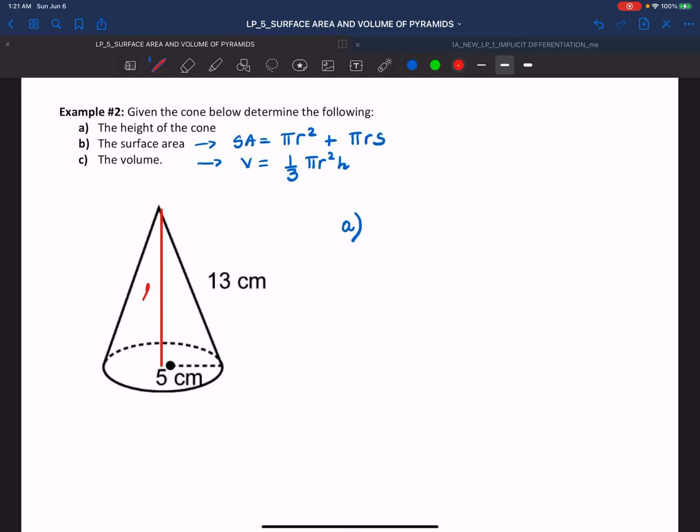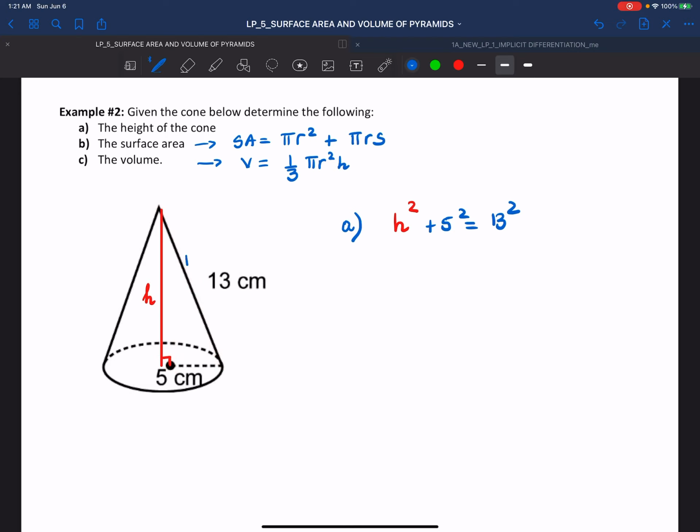And what I see that it means is that if I looked at this diagram and made this triangle here, which is a right angle triangle, then I will know how to find height by using the Pythagorean theorem. So h squared plus 5 squared equals 13 squared. So remember, this will be the hypotenuse because it's across from the 90-degree angle right here.